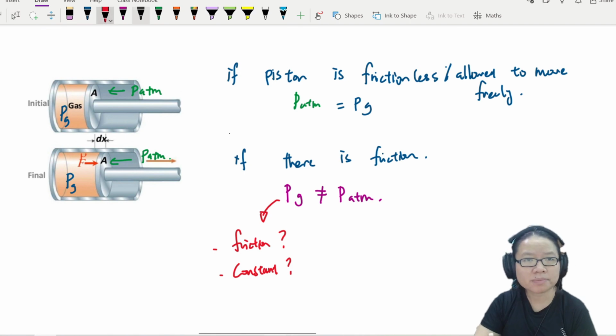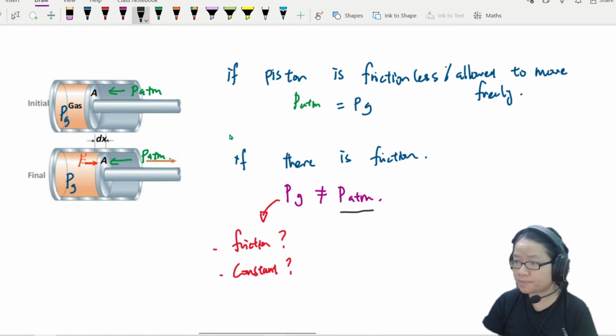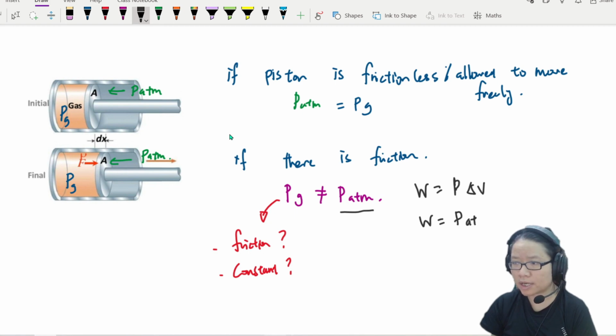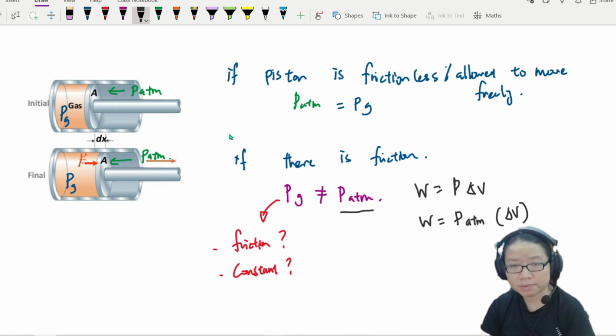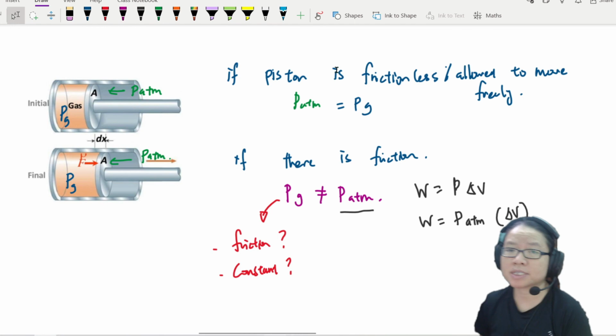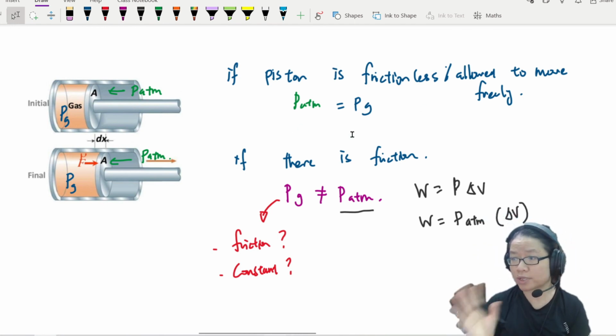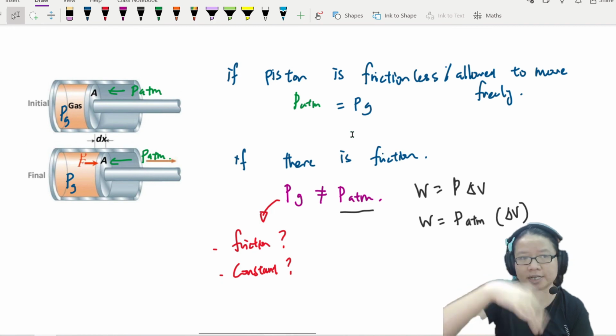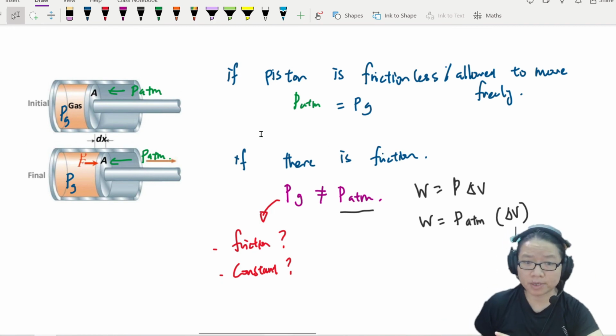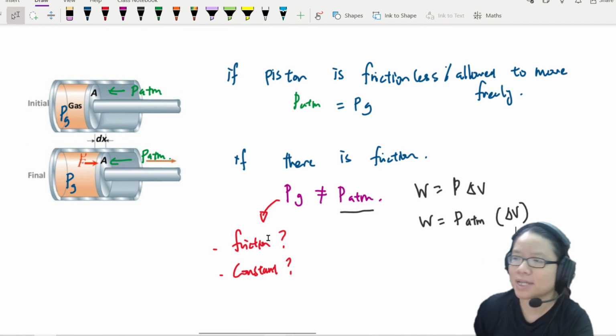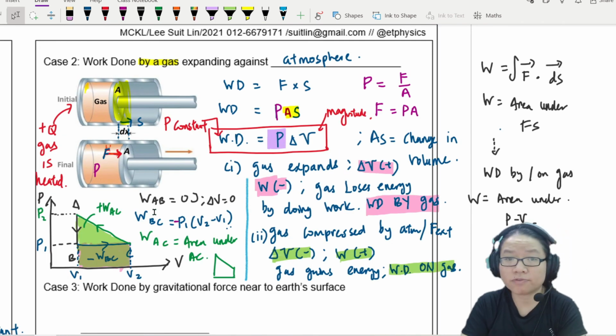So if there's friction, then we will use the atmospheric pressure. Meaning to say, if there's friction, your work done will be P delta V. This P, you will take the atmospheric pressure multiplied by the change in volume, or V2 minus V1. Whereas if the piston is frictionless, then it doesn't matter which pressure you take because the pressure inside the cylinder and outside the cylinder is the same. Okay, so the reason why we don't use gas pressure, again, is because we don't know what the value of friction is, and we don't even know if it's constant. Too many unknowns. So that's it for work done by gas.